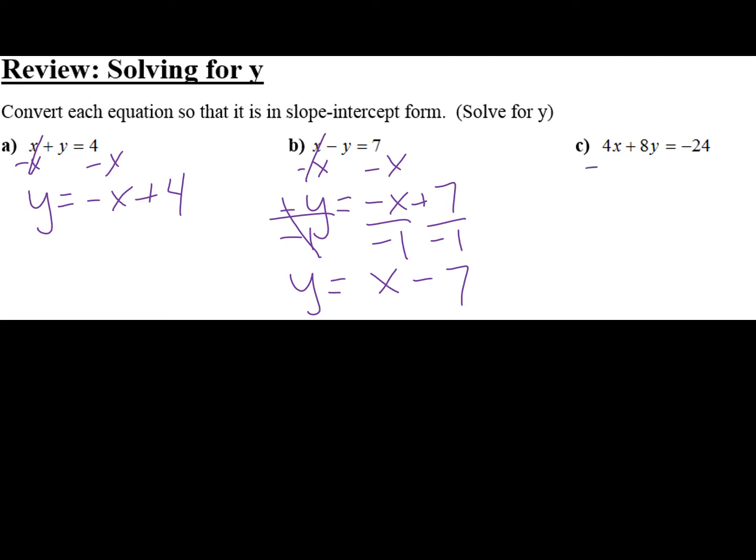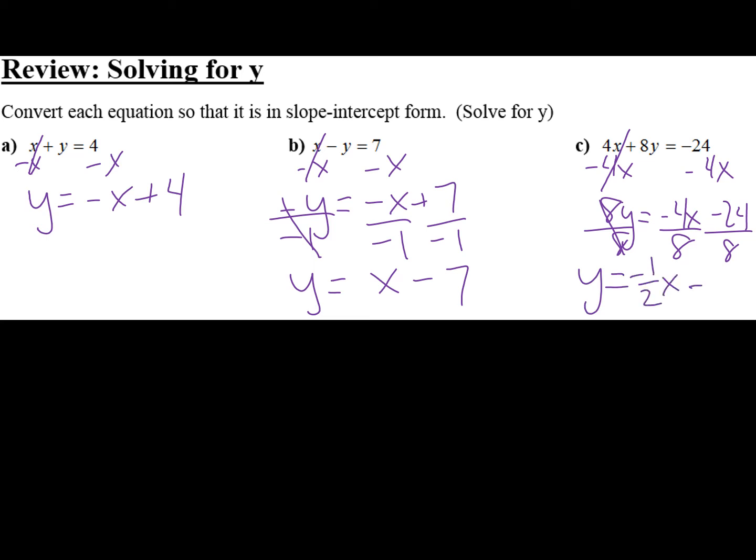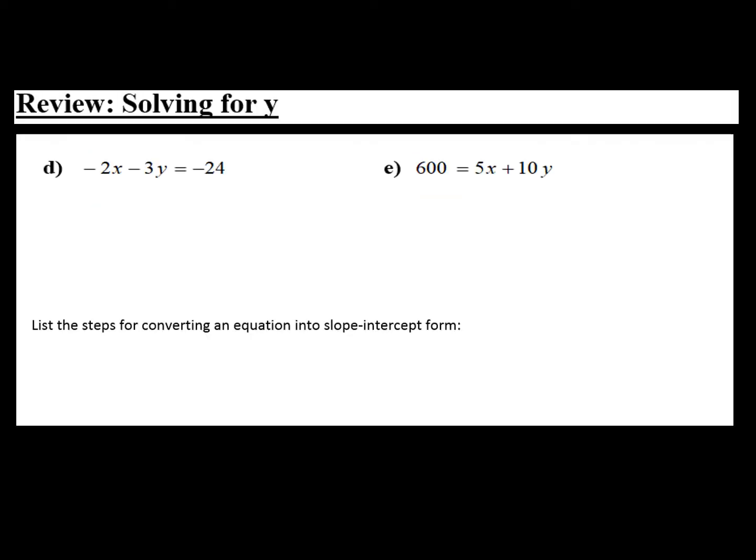Okay, on letter C, I'm going to subtract 4x from both sides. So I get 8y equals -4x minus 24. Now I'm dividing by 8 everywhere. So I get y equals -4 over 8, which is -1/2 x, and then minus 3. So there's that y equals mx plus b form.